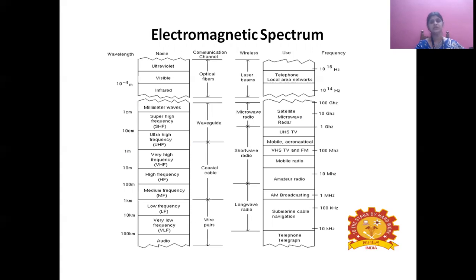And the signals in the frequencies of 10 to the power of 14 hertz to 10 to the power of 16 hertz are called the infrared rays, visible rays, and ultraviolet rays. The optical fiber acts as a transmission medium, and the main applications of the signals traveling in these frequencies are the telephone and local area networks.